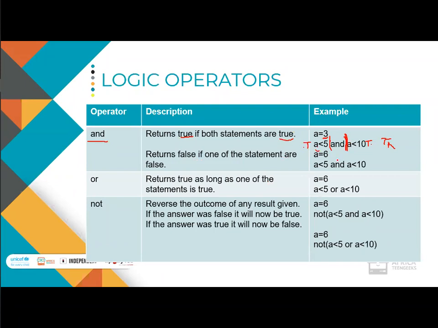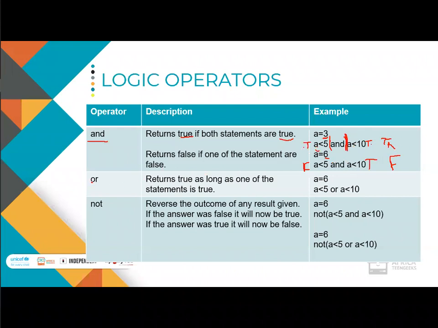What happens when one side is false? Well, if we look at 6, this becomes false. A is not less than 5, it's actually 6, but it is less than here. So we have a false and we have a true. A false and a true will give us a false answer, right? This applies a bit like how you learned in maths, the positive and negative numbers when you multiply them. Two negatives make a positive, right?